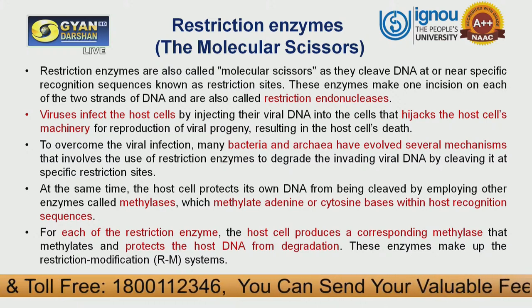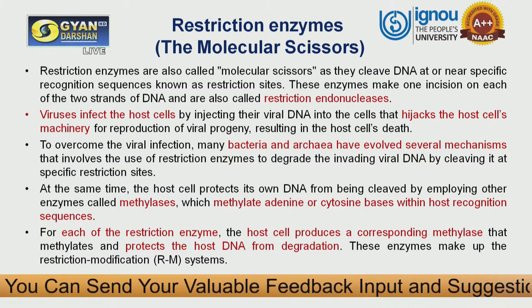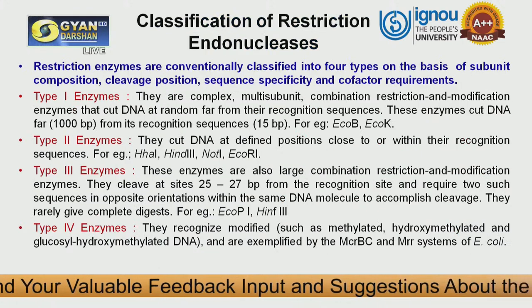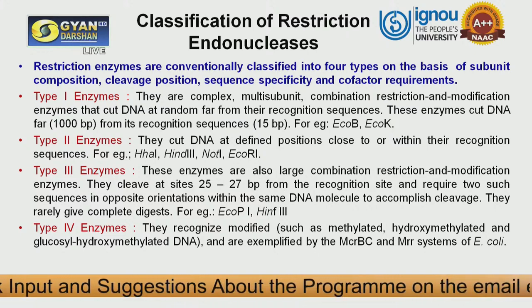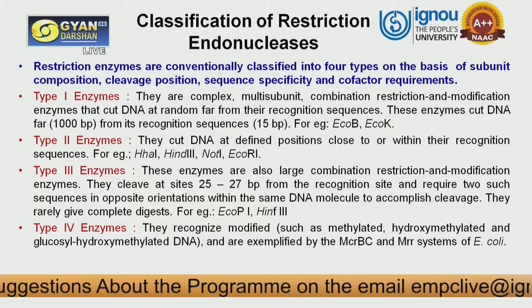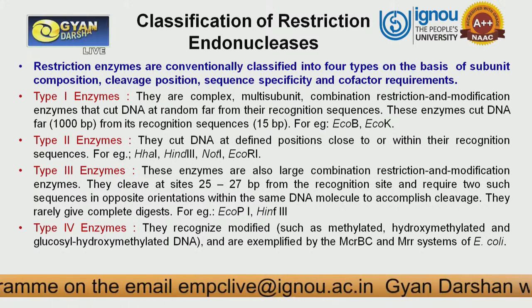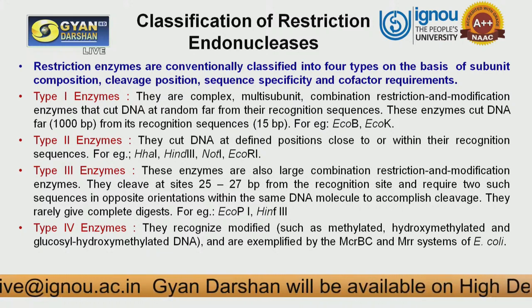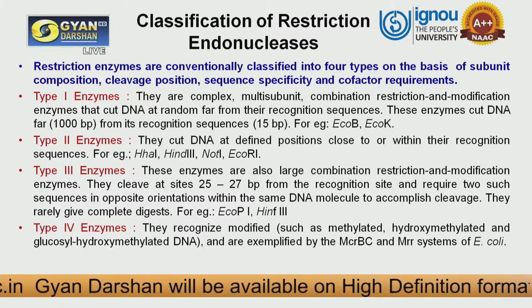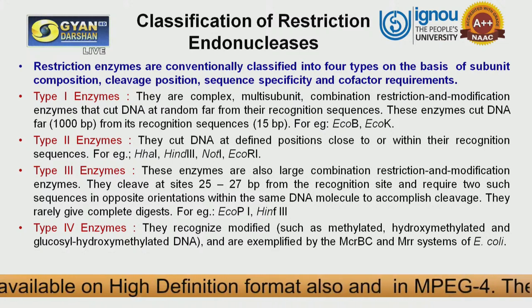So these enzymes make up the restriction modification systems, in short called RM systems. Now, coming to the classification of restriction endonucleases, restriction enzymes can be classified into four types based upon their subunit composition, cleavage position, sequence specificity, and cofactor requirements.